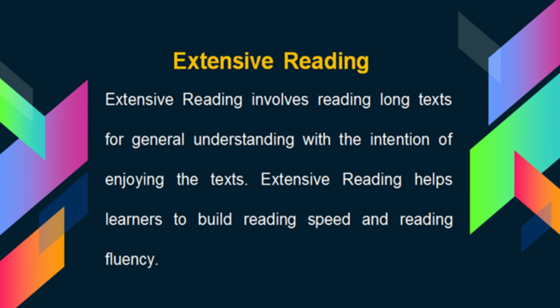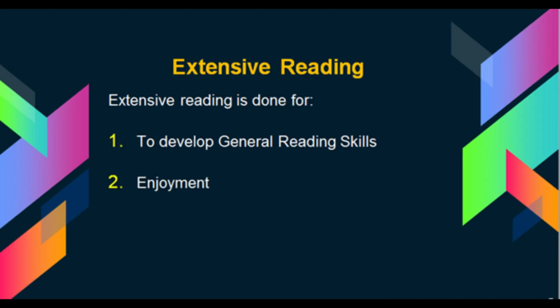Extensive reading helps learners to build reading speed and reading fluency. So this is one of the most important advantages of extensive reading. By reading longer text, the reader improves two things. Number one, reading speed, and number two, reading fluency. So this is also very useful for the readers. Extensive reading is done for two major purposes. Number one, to develop general reading skills. And number two, enjoyment. The element of pleasure and enjoyment is one of the dominant aspects of extensive reading.